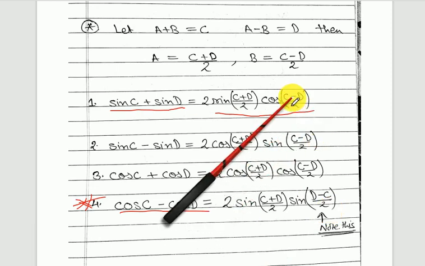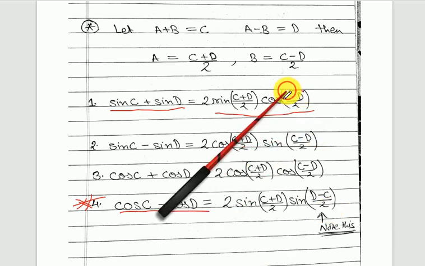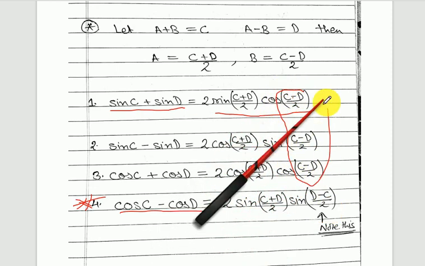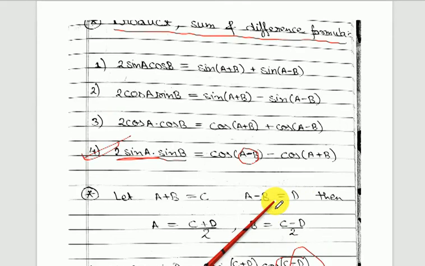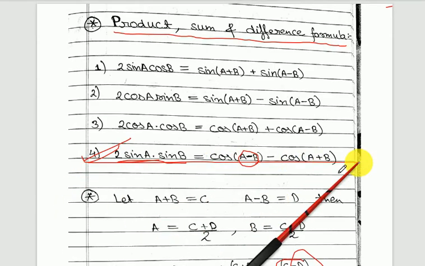Okay, so till now you have to observe that these are all (C minus D) upon 2. But when you have something like cos C minus cos D, so cos of some angle minus cos of some other angle, then this will be equal to 2 times sine (C plus D) upon 2 into sine (D minus C) upon 2. Okay, so for this you have to be careful. Okay, same way for this you have to be careful.